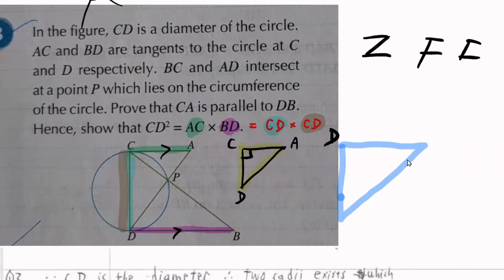We need to involve CD definitely. So I think your choice of the triangle is correct. But then we need to show that the angles are equal. That is the issue. Oh, right. Okay. Let's say that this is angle A here.